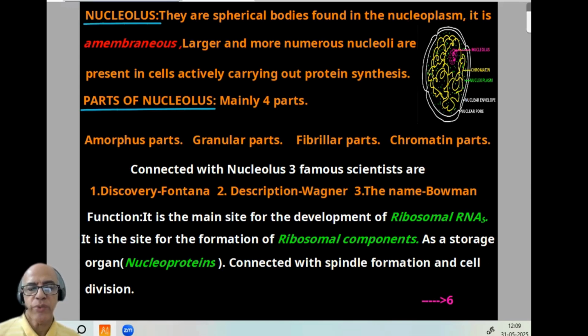And what are the functions of the nucleolus? It is the main site for the development of ribosomal RNA. It is the site of formation for the ribosomal components. And it can also act as a storage organ, specifically for nucleoproteins, connected with spindle formation and cell division.